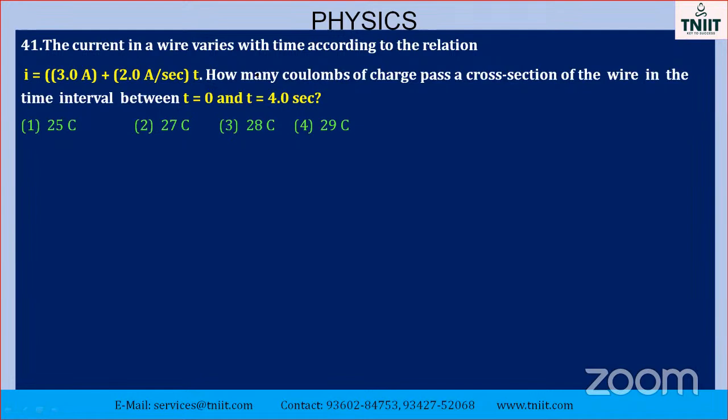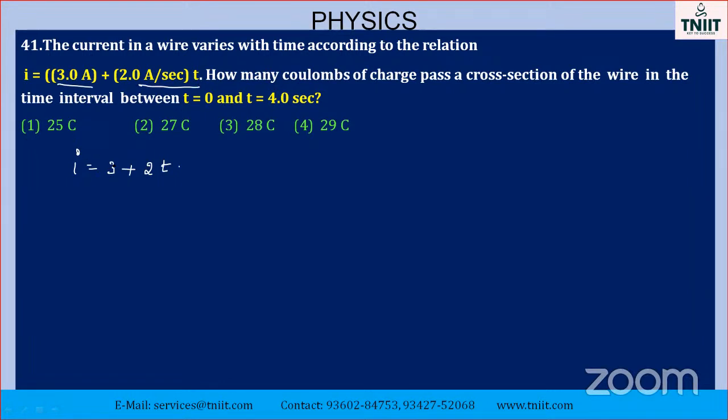Yeah, look at this. The current equation is given. Now they are asking you to find how many coulombs of charge is passing. So what is the current equation they have given? It is 3 plus 2t. One is 3 ampere, and the other one is 2 ampere into t.